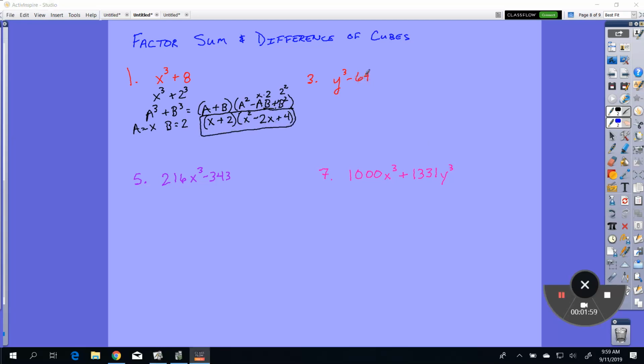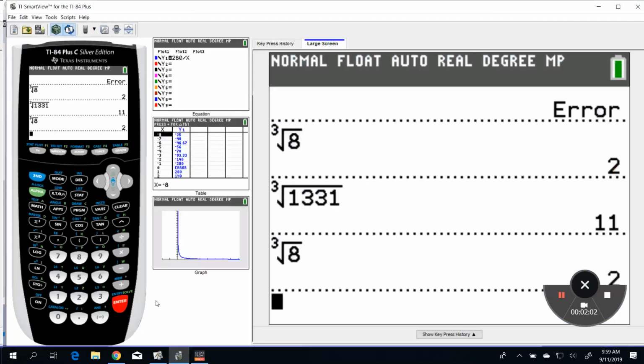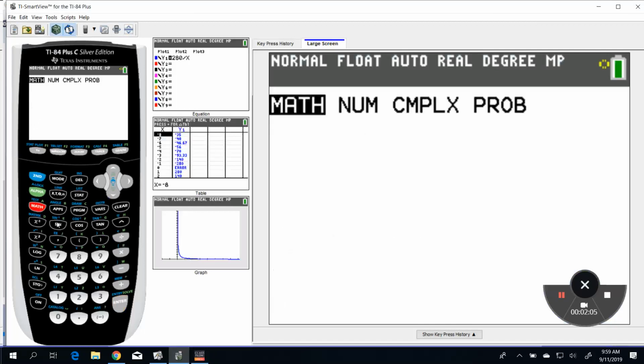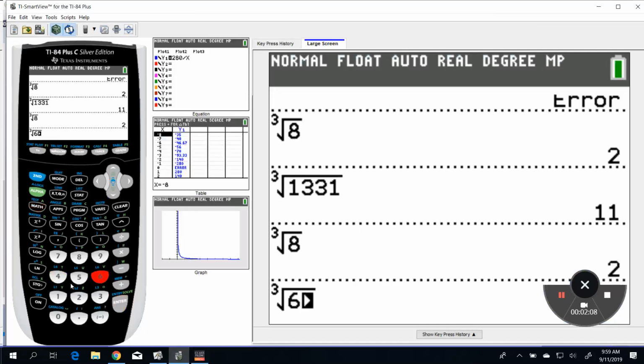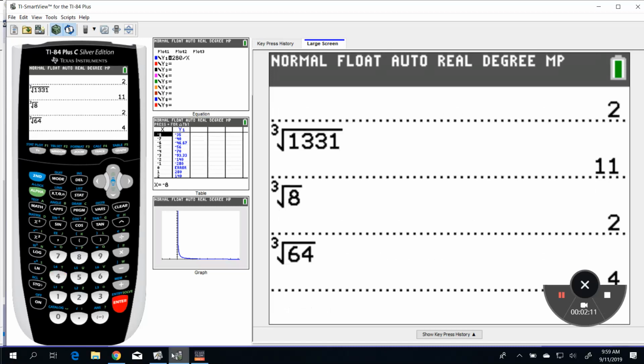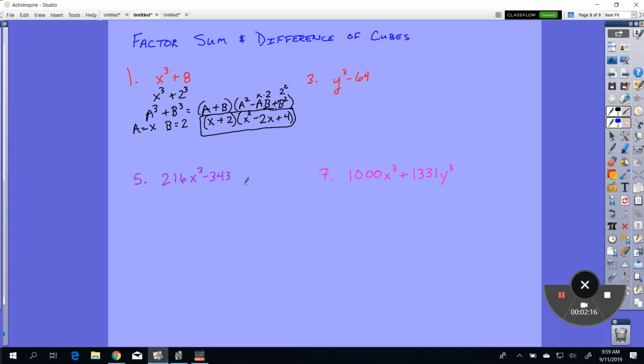Yeah, so to find the cube root of 64, we go to our calculator again. We go math, 4, 64, enter, and it says that it is 4, not the negative part. So a in this case is going to be y, b is going to be 4, and you're going to use this formula, because this is a minus between them, right? So the formula is different for a minus. It's a minus b, a squared plus ab plus b squared.